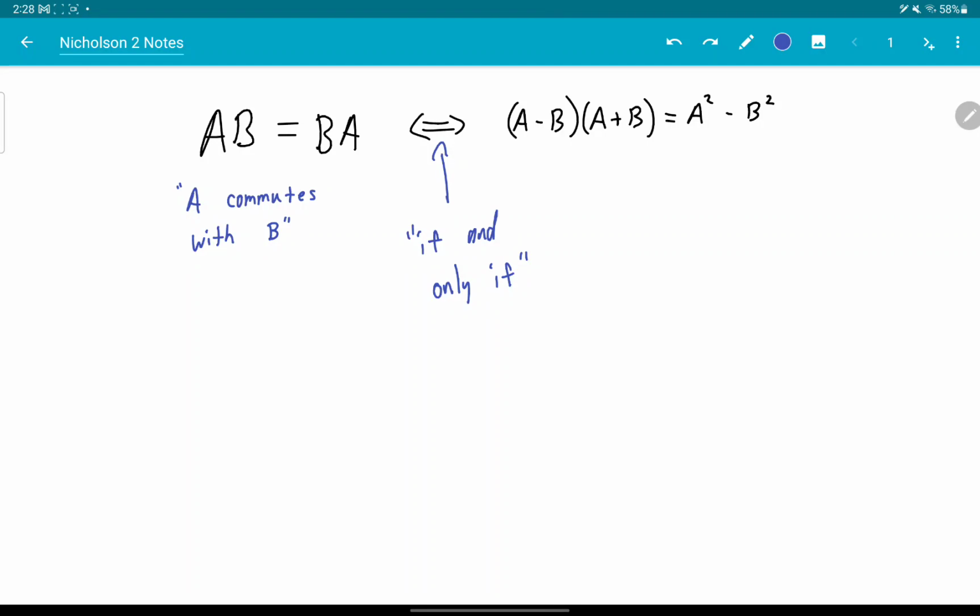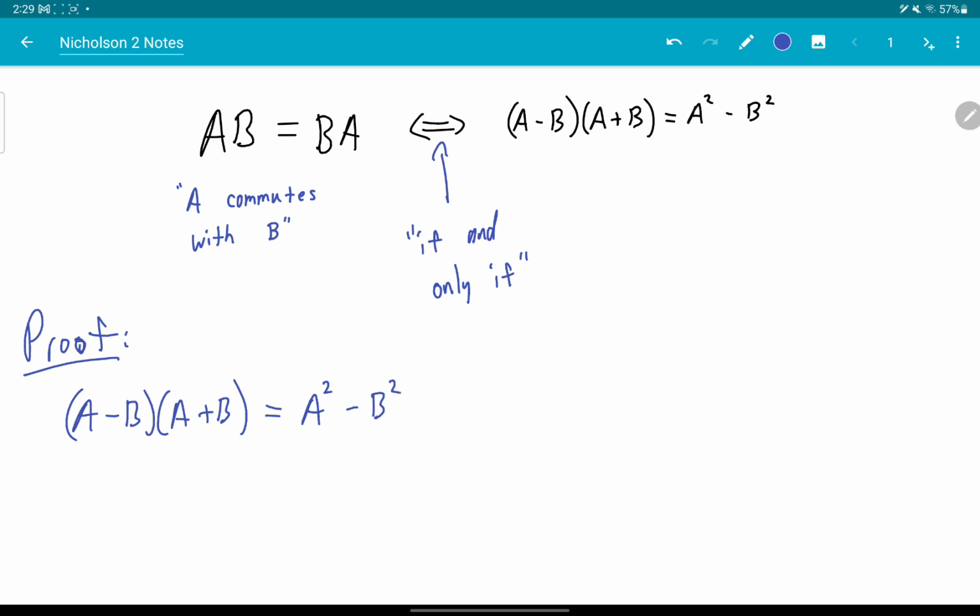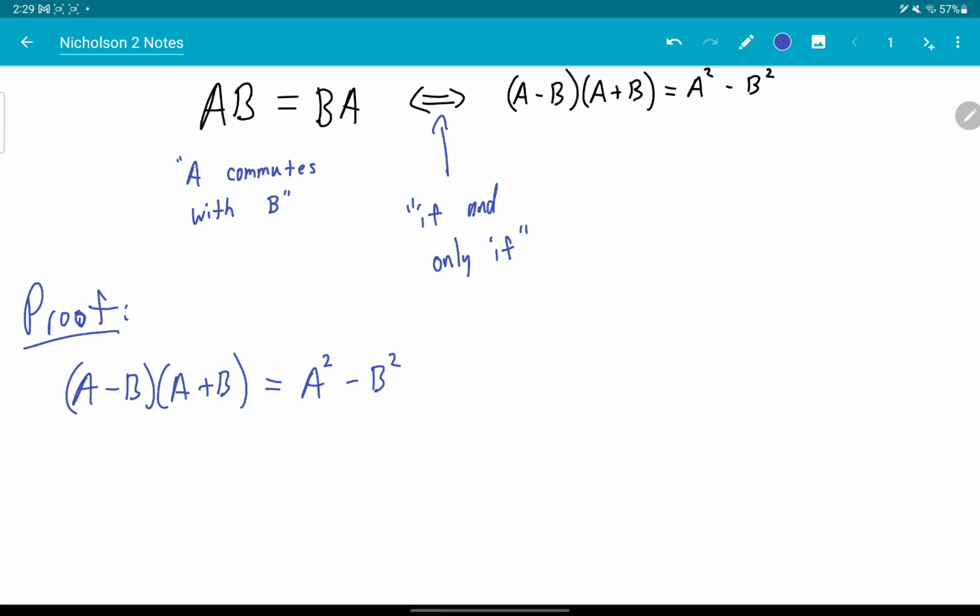So how am I going to prove this? Well, I'm going to start with this guy. So I'm going to start by assuming, so maybe I'll write here, proof. So we'll start with the second statement, and I will show that it implies the first statement and vice versa.